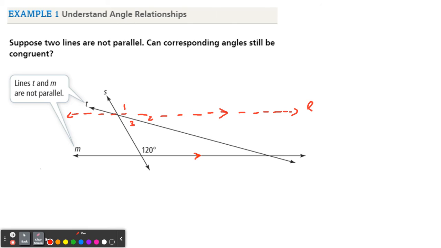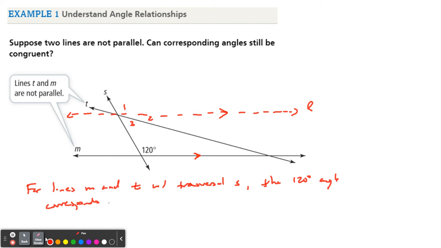So for lines M and T with transversal S, these are the non-parallel lines. The 120-degree angle corresponds with angle 1 and angle 2. The idea here is that the 120-degree angle is in the top right. Angles 1 and 2 together are in the top right of this intersection, with line T and line S.